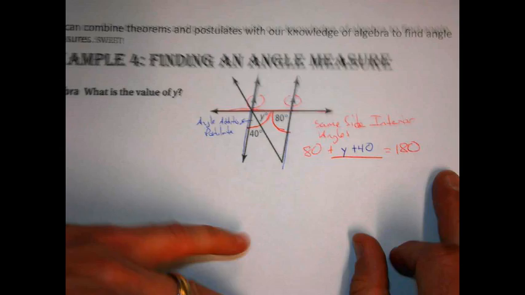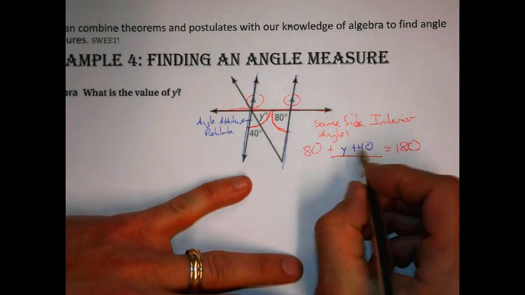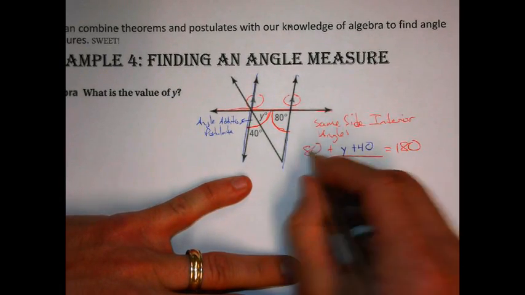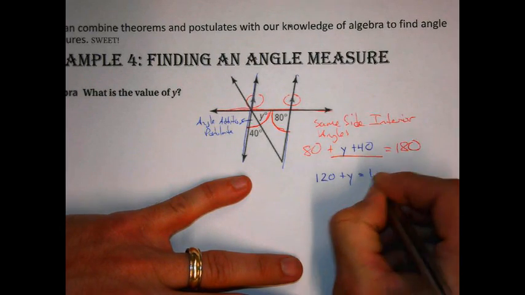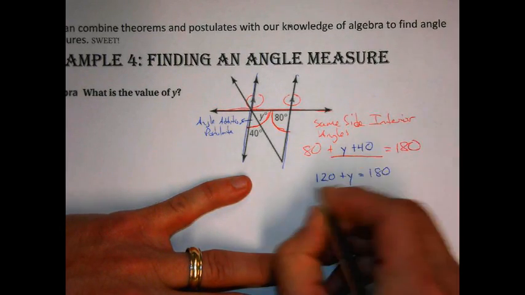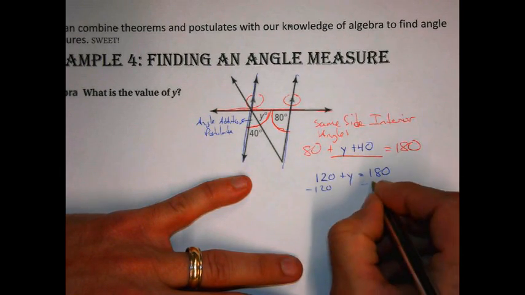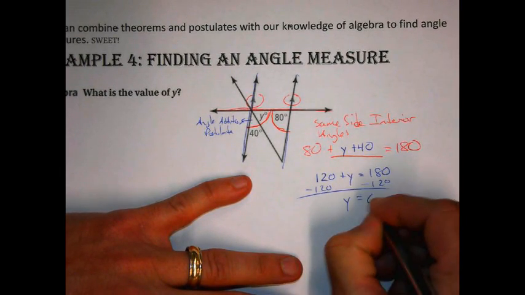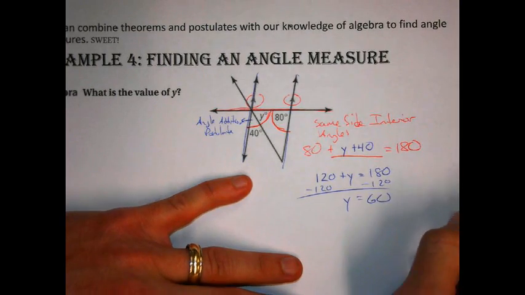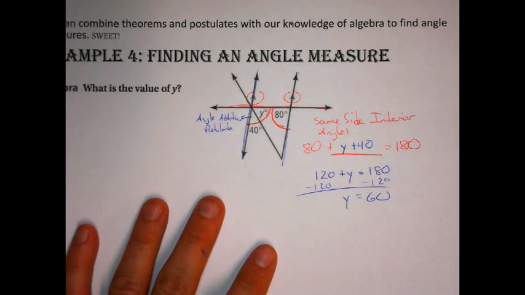First thing we do is combine like terms. 80 and 40 happens to be 120. So 120 plus y equals 180. All we do is subtract 120 from both sides, subtraction property of equality. Then we have y equals 60. We totally found the value of y. That's how we throw some algebra on that bad boy.